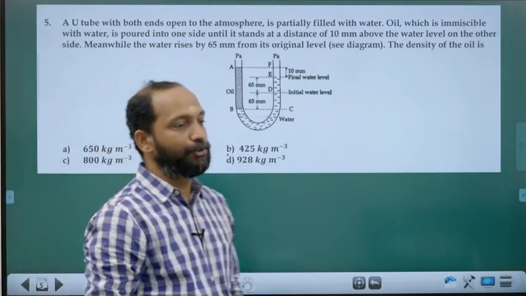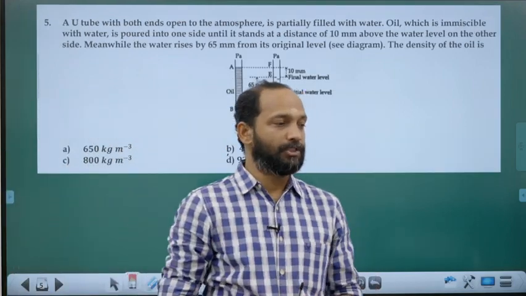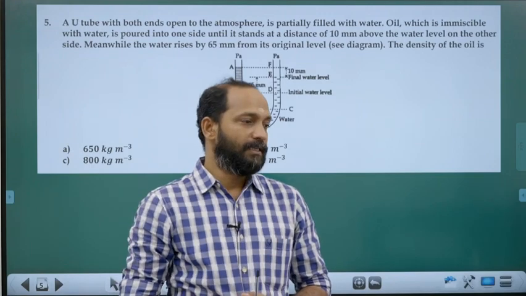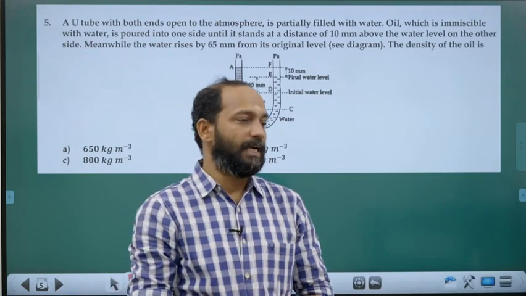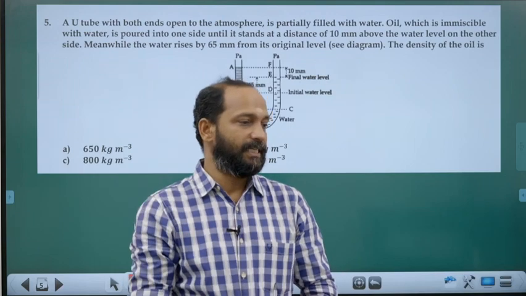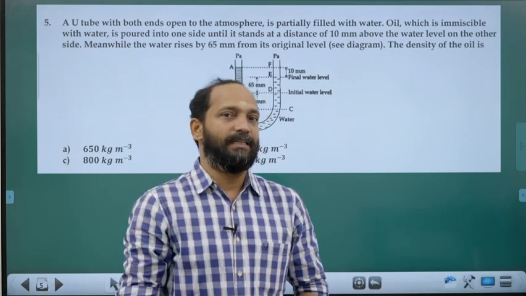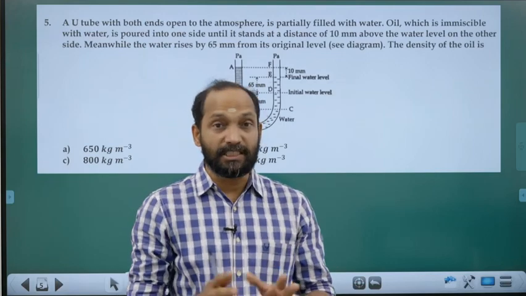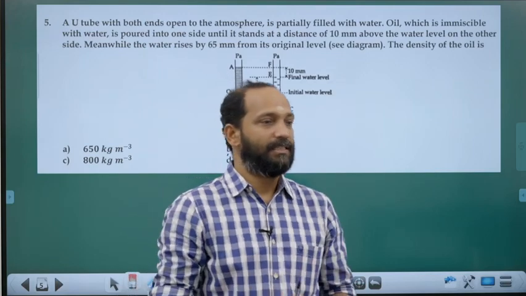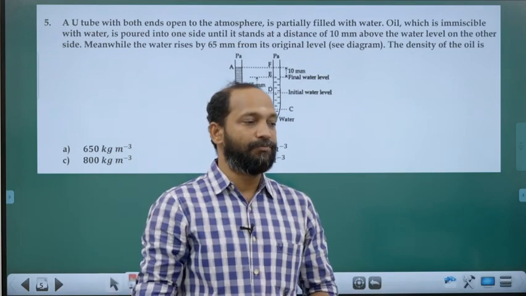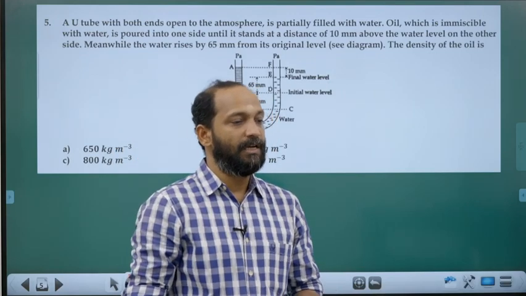Fifth one, a U-tube, both ends open to atmosphere, is partially filled with water. Oil which is immiscible with water is poured into one side until it stands at a height of 10 millimeter above the water level on the other side. Everything is mentioned in the picture. That's why the question is very clear. You need to apply the concept. Meanwhile, water rises by 65 millimeter from the original level. Find the density of the oil.